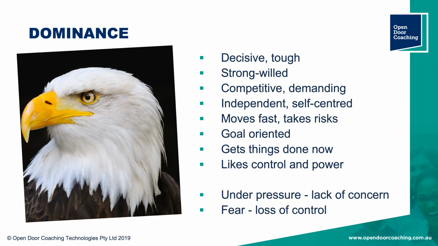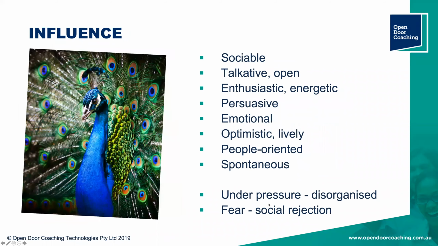Okay, this is their preferences. Any preference can do any role. Just how much energy they put into doing that is the issue. So the dominant style, decisive, go-getter, you know, and if you think about the eagle, it often flies high and takes a wide view of things and then zooms in and gets stuff done. So when they're under pressure a little bit, they can come across as not having too much concern for other people. And their fear is losing that control. So they like to have that control. You might be thinking, oh, I know an eagle or two based on their behavioral profile, which is okay.